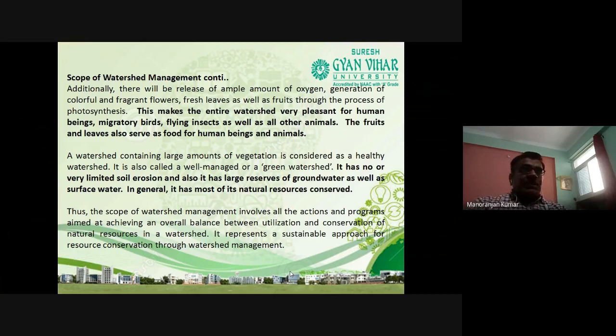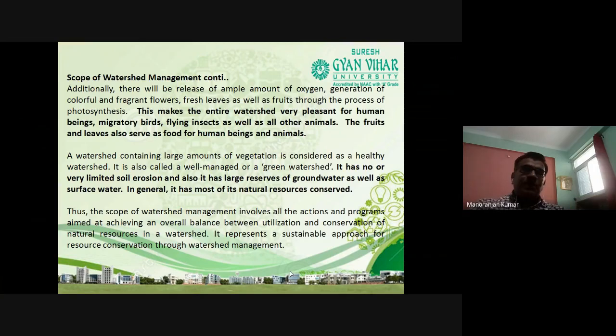The watershed containing a large amount of vegetation is considered a healthy watershed. It is also called a well-managed or a green watershed. It has no soil erosion, or very little soil erosion takes place. And also it has a large reserve of groundwater as well as surface water. So in general, it has most of its natural resources conserved.